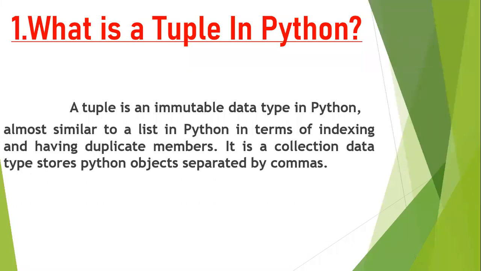A tuple is an immutable data type in Python, almost similar to a list in terms of indexing and having duplicate members. It is a collection data type that stores Python objects separated by commas. Let me check in the Jupyter notebook.